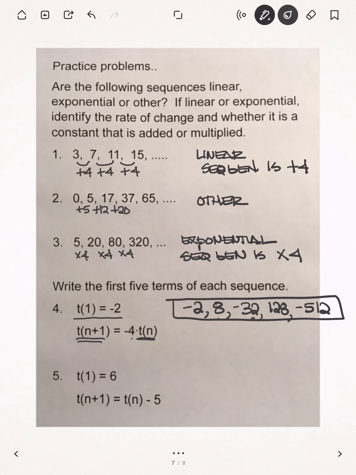Last one. My first term is 6. This says take 6 and subtract 5. So I get 1. Then it says take that term, subtract 5 again, and you get negative 4. Take negative 4, subtract 5, and you get negative 9. Negative 9, subtract 5, you get negative 14. There are the first 5 terms in that sequence.